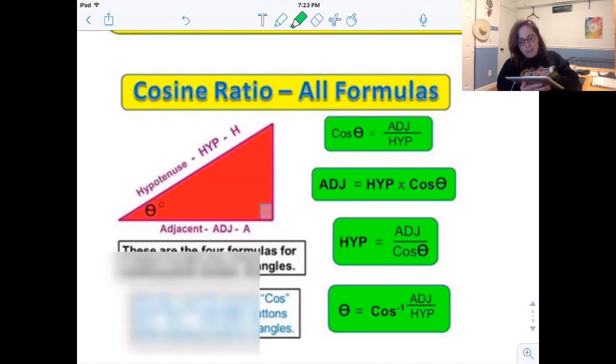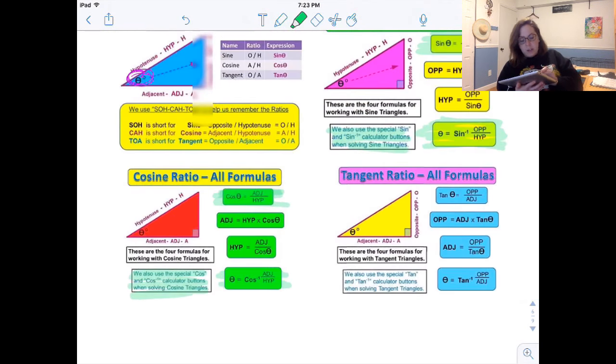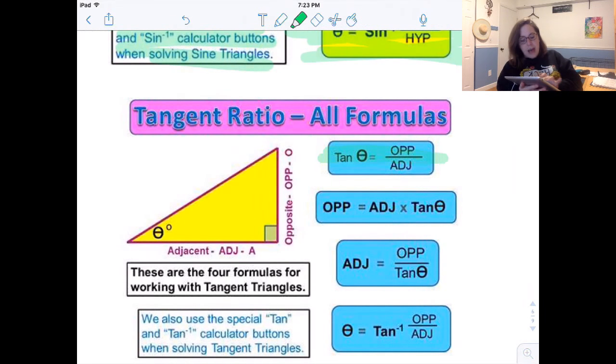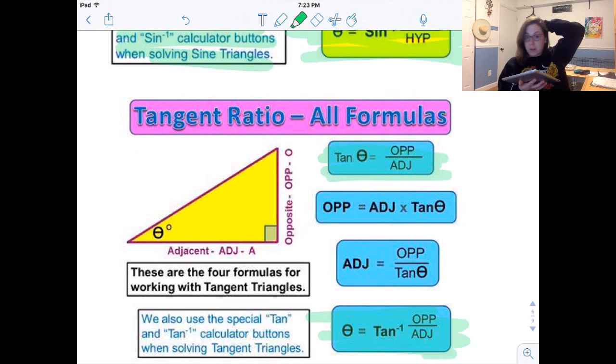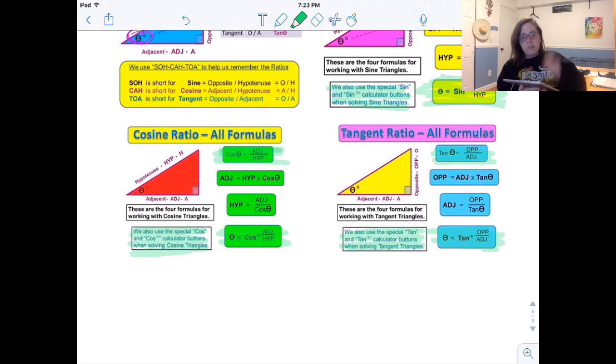For cosine, cosine is adjacent over hypotenuse. And to find the angle, we do cosine inverse of adjacent over hypotenuse. We use the cos and the cos inverse buttons. For tangent, tangent is opposite over adjacent. And we use that theta is the inverse tan of opposite over adjacent to find the angle. So we use the tan or tan inverse buttons. Okay? So you're always going to write either sine, cos, or tan of the angle equals that ratio.